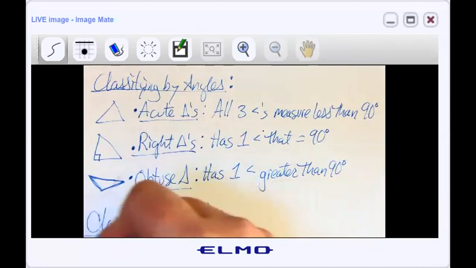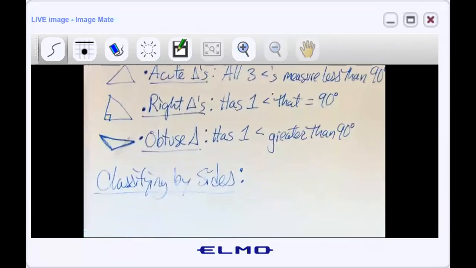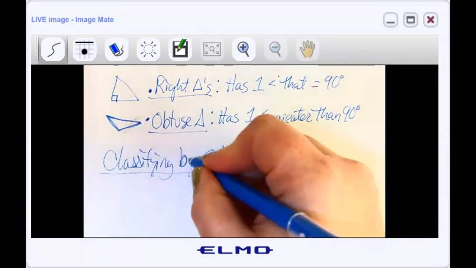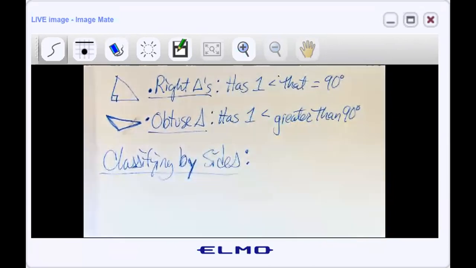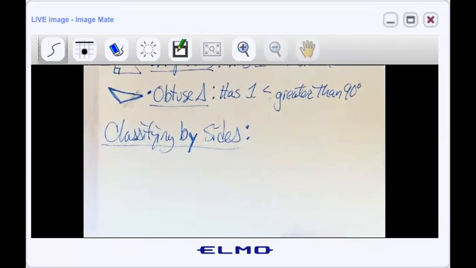These are the funny words that you probably remember from way back when. Anybody remember any of them? There's one for a triangle that has all three sides different lengths. Do you remember what that's called?